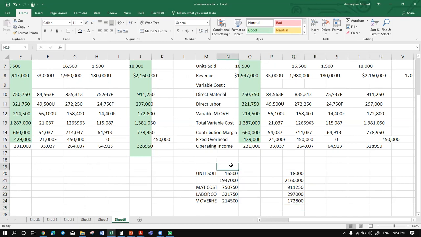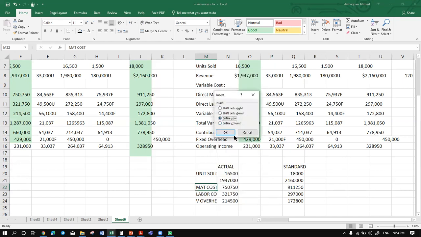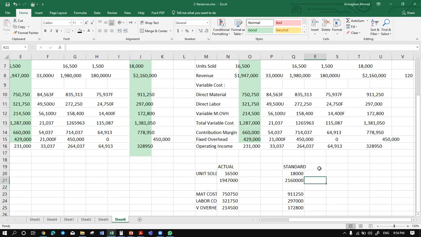Okay, this is our actual results, right? This is our standard. With that, basically, we have to make a flexible budget. How can we calculate the flexible budget with that? First of all, find out standard cost per unit. Standard per unit. I'm not writing cost because the revenue is also there.